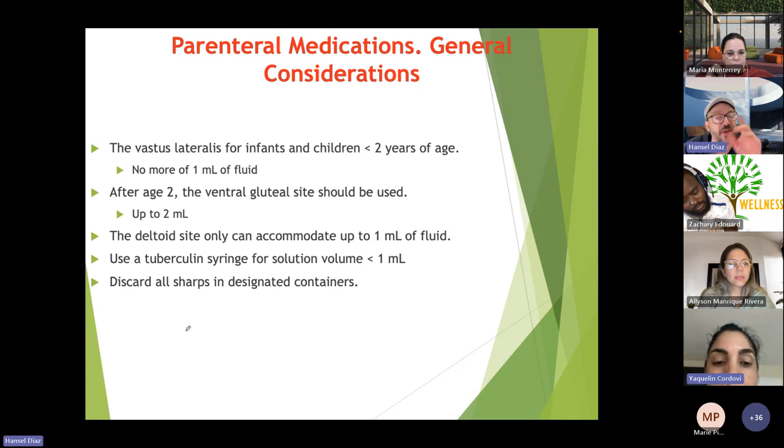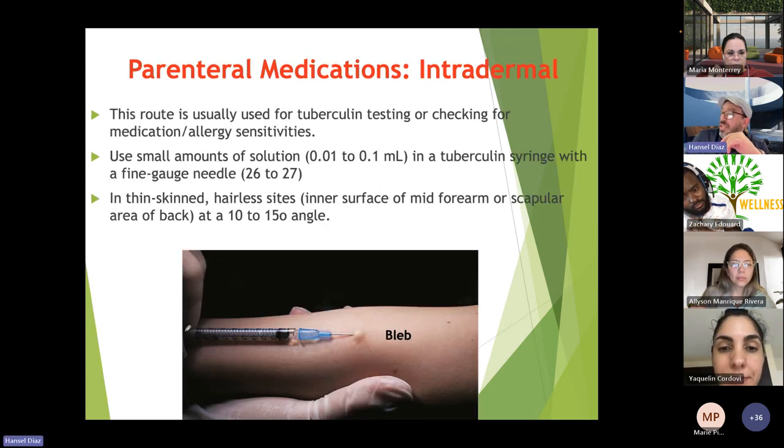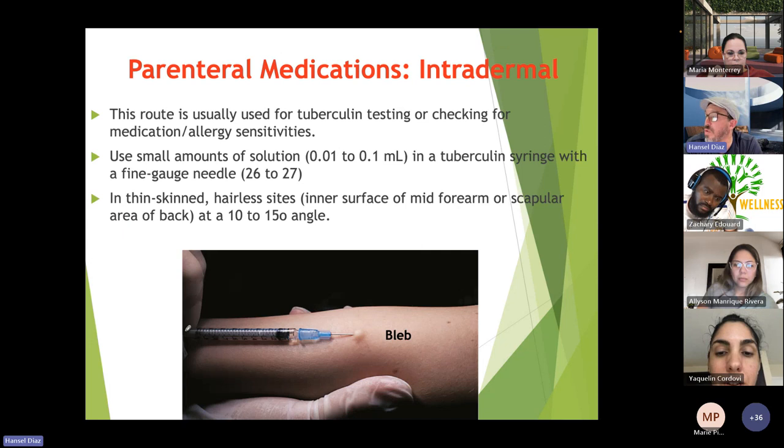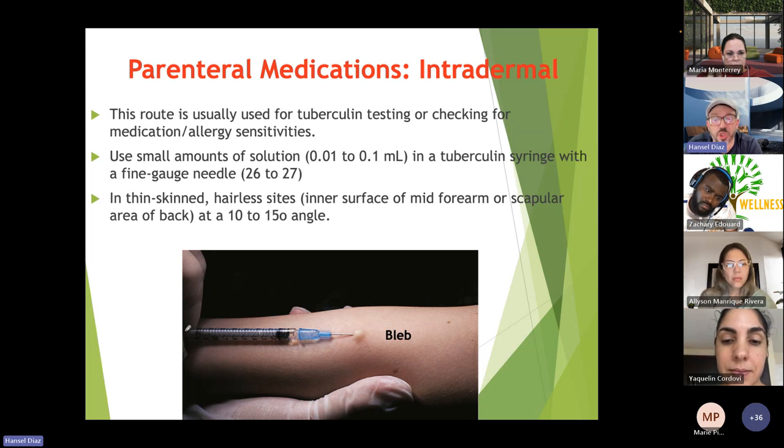After you're done with everything, discard the sharps. Intradermal: the route is usually for tuberculin testing or checking for medication and allergy sensitivities. Use a small amount of solution, 0.01 to 0.1 milliliter, in a tuberculin syringe with a very fine needle, 26 or 27 gauge.